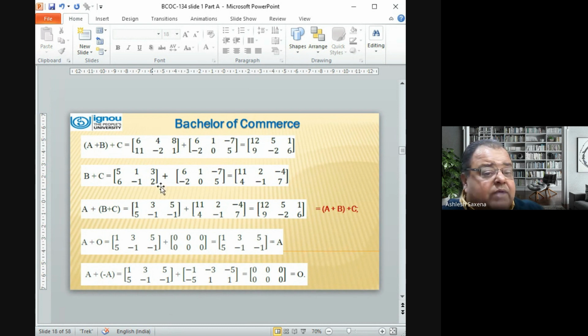Now we will be taking B plus C together. This is B and this is C. When you add them, you will get 11, 2, minus 4, 4, minus 1, 7. This is B plus C. Add A to it. This is A. Add to it 12, 5, 1, 9, minus 2, 6. Here you get this and this. Both are the same.